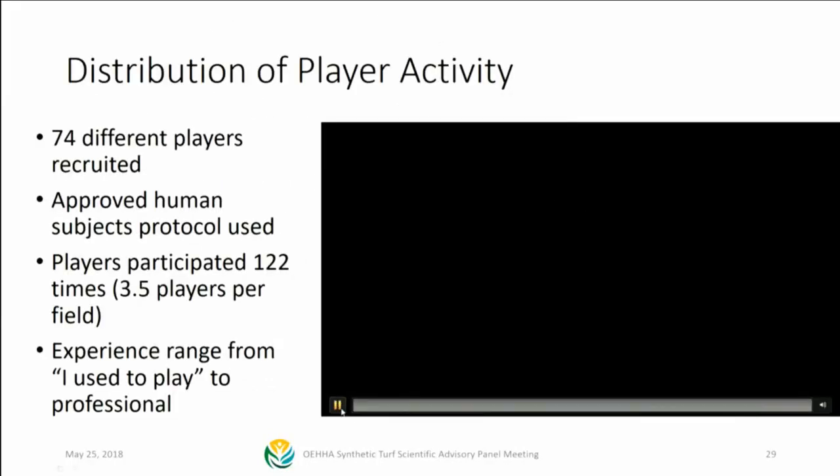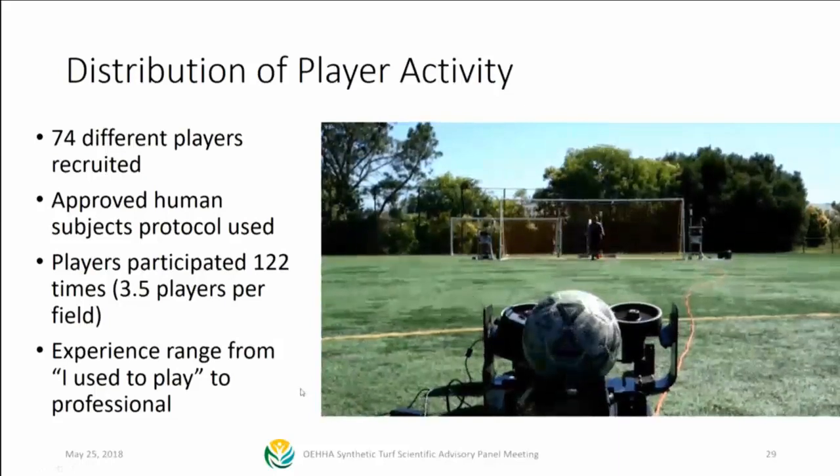Click the middle. Okay, so it'll run now.